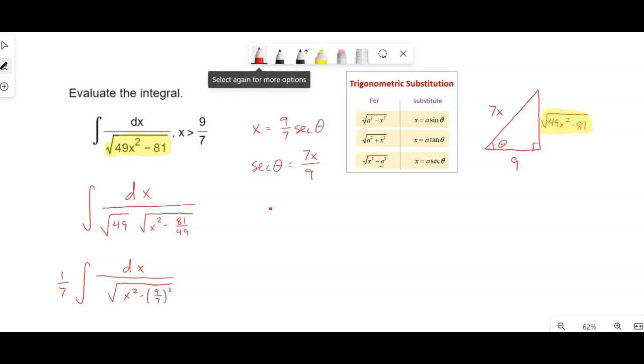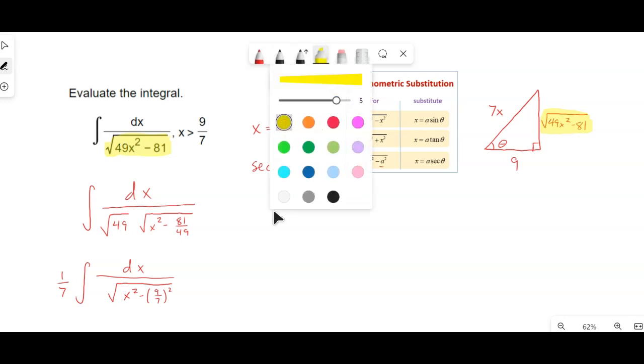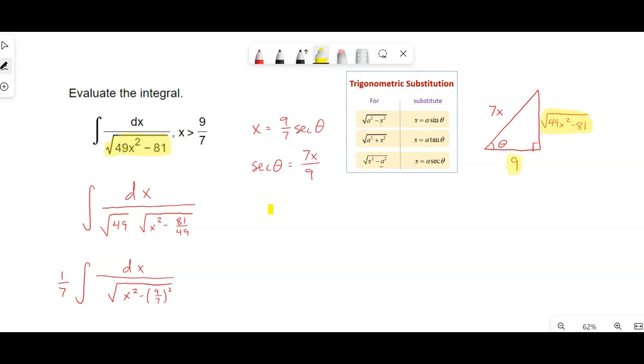Now, it's down in the denominator, and I don't have an x up here, so I'm not going to use this side. I'm going to use the 9 because there's no variable. If there had been a variable up top, like x dx or 5x dx, then I would have used the one that has the x. But since it's just dx, I don't want any x's. I want to use the number. So I need to create a fraction that has a 9 in the numerator and the square root of 49x squared minus 81 in the denominator.